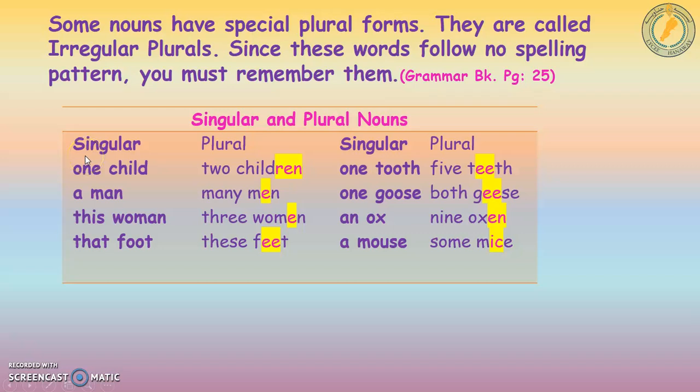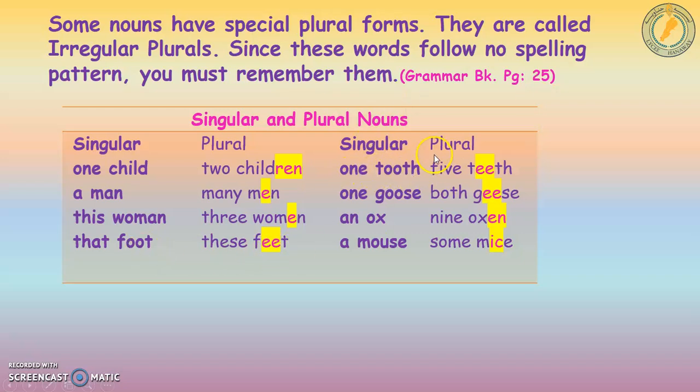So some nouns, we need to change a few letters in them in order to make them plural. For example, one child, two children. We added REN. A man, many men. We changed the A into E. Woman, women. We also changed the A into E. This also goes for fireman, firemen, postman, postmen. That foot, these feet. We changed the double O into double E.